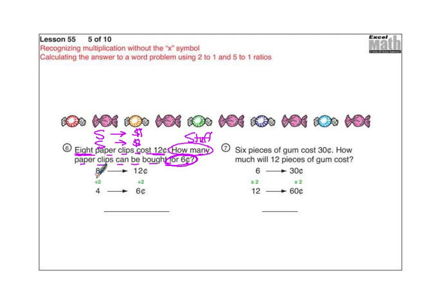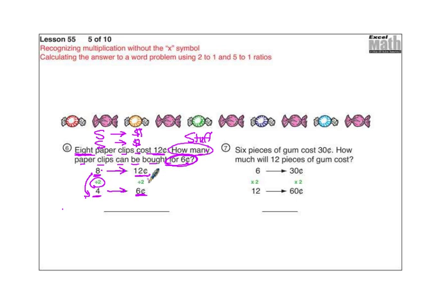You set that up like this. You put your stuff right here, you draw an arrow, and you put your money right here. Then you put your stuff right here, arrow, money right here. Then you're going to multiply or divide both sides of the equation by the same number. And you can see that here we're going from 8 to 4, so we're dividing by 2. 8 divided by 2 is 4. That's how I went from 8 to 4.